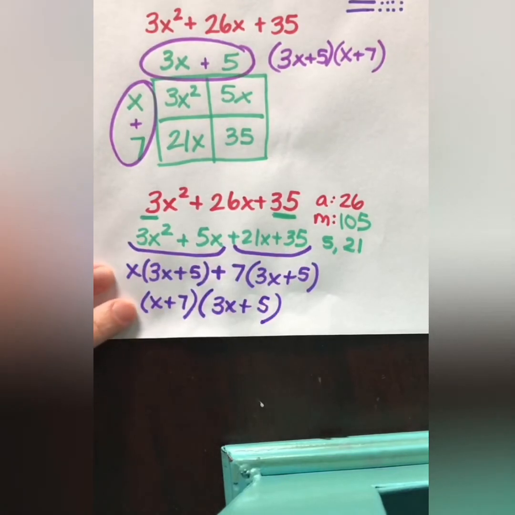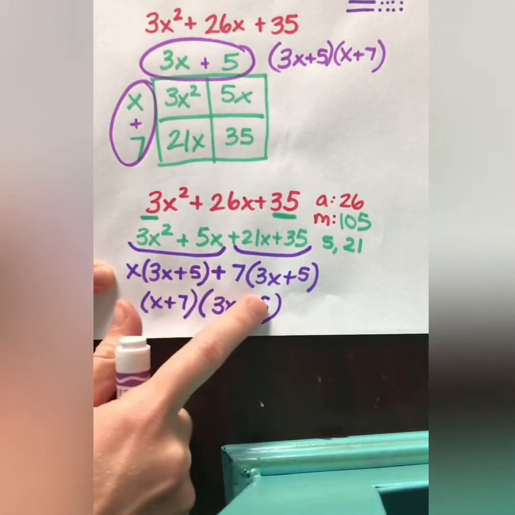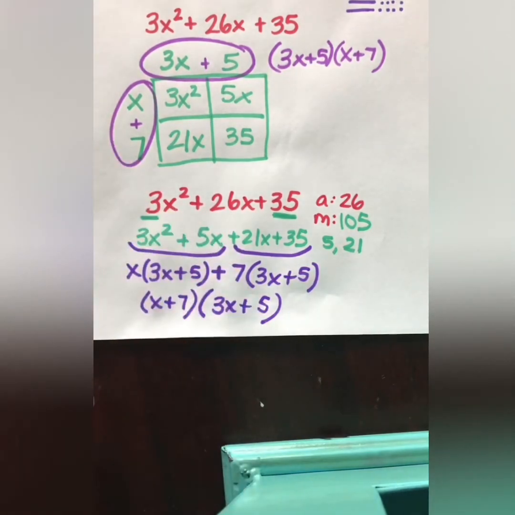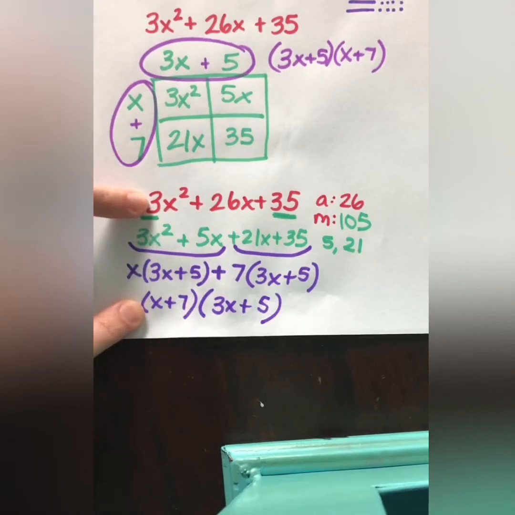These two expressions mean the same thing because x would multiply both of these and 7 would multiply both of these terms. All of these are equivalent expressions. This is the factored form.